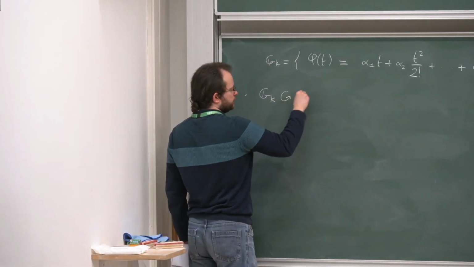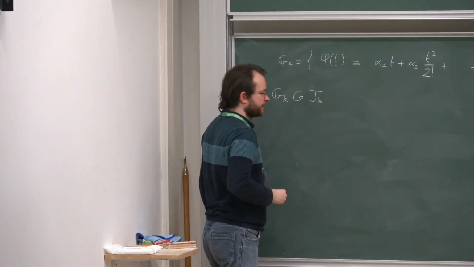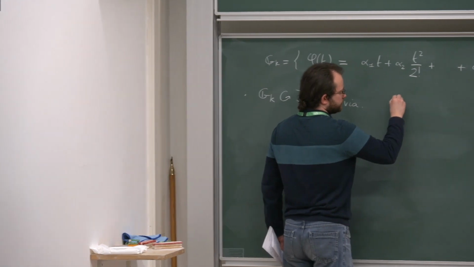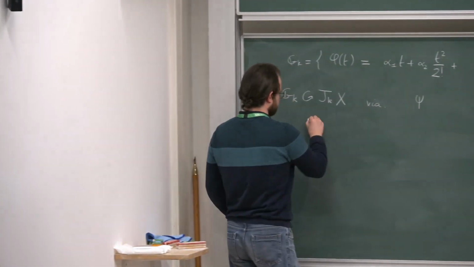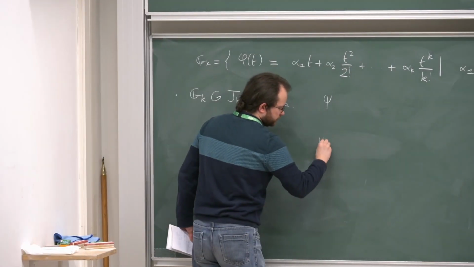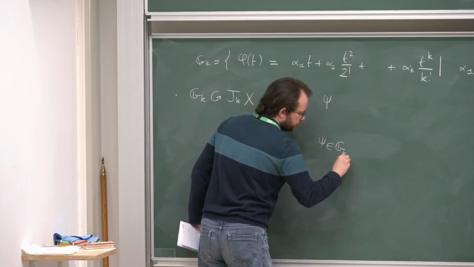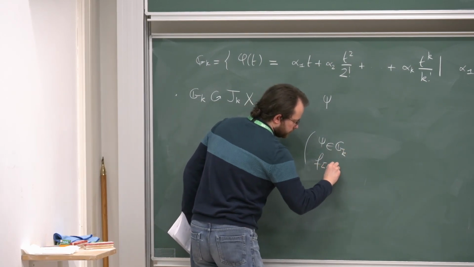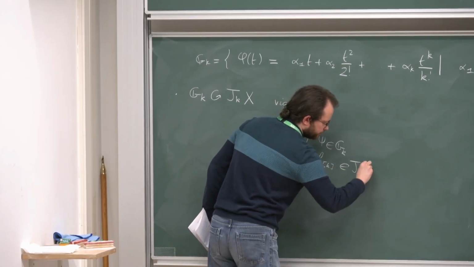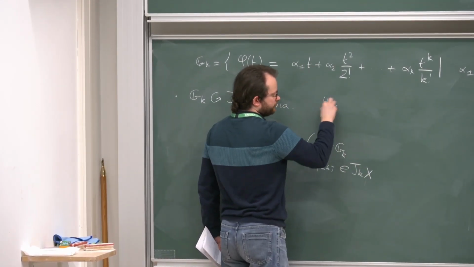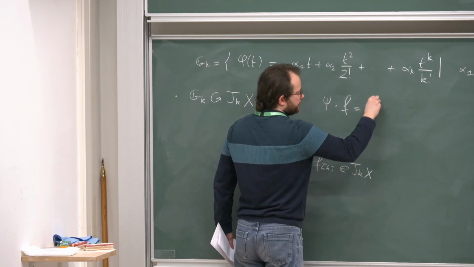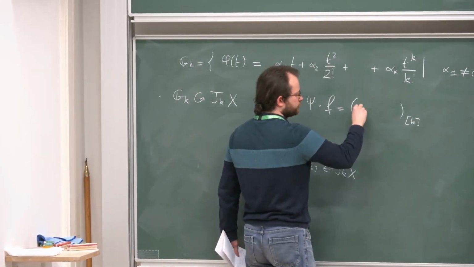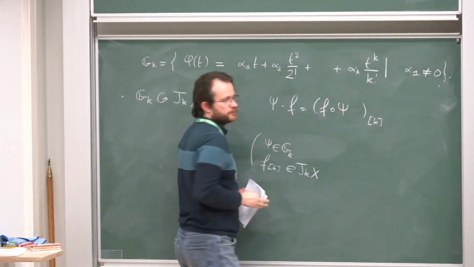G_k acts on J^k X via reparametrization. So if I take psi in G_k and a germ f_k at some point of X, then I can define the action of psi on f simply by taking the kth order Taylor expansion of f composed with psi.